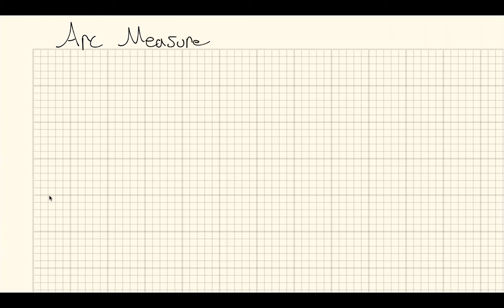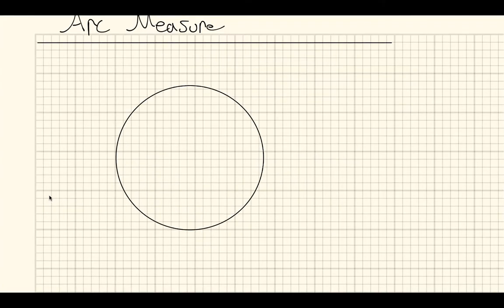Every arc has an arc measure. An arc measure is not too bad. Let me draw a center. Let's draw an arc here. We'll call this arc AB.